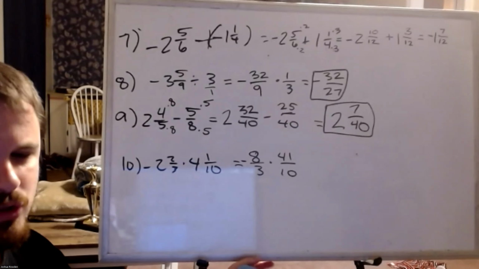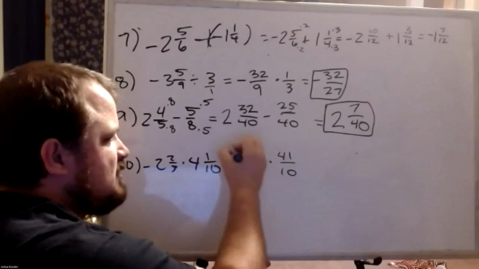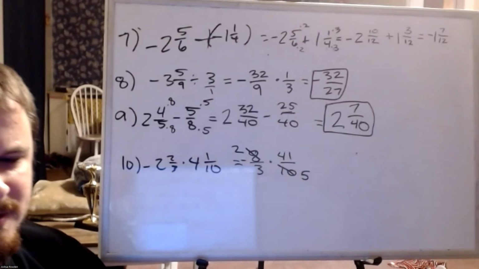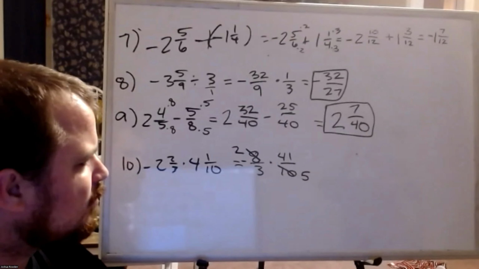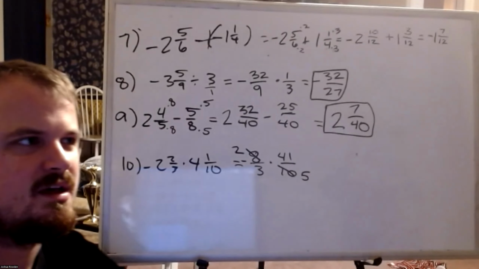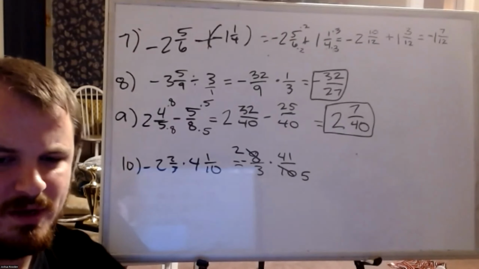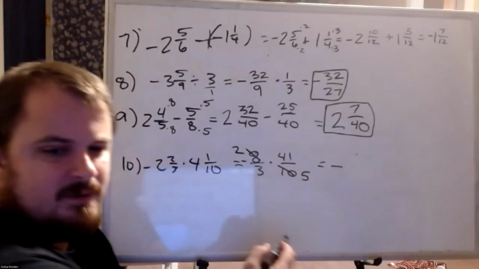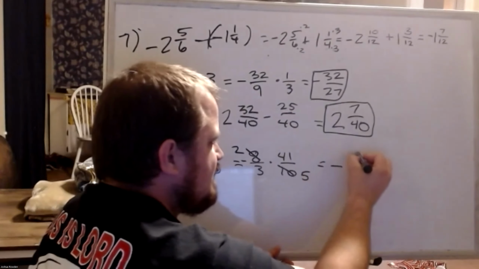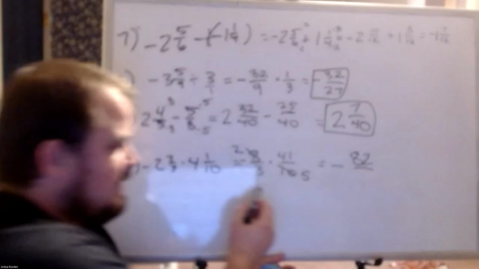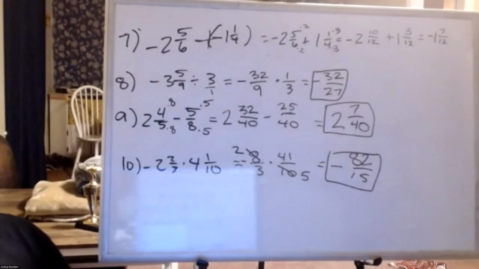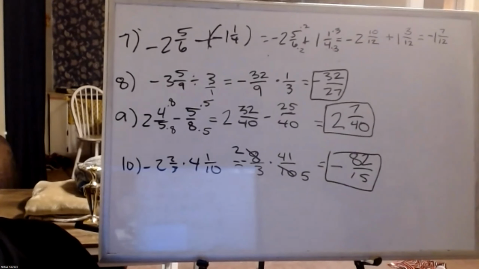What can be reduced in here? Well, 2 goes into the 8 and the 10. So this becomes 4, and this becomes 5, because 2 goes into both of those. And 41, 3 doesn't go into that, 5 doesn't go into that. So that's it. So let's multiply across. So 2 times 41 is going to be 82. Oh, and the negative and positive. So final answer will be negative. And 2 times 41 is 82. And on bottom, 3 times 5 is 15. So negative 82 over 15. All right. So that's 10.